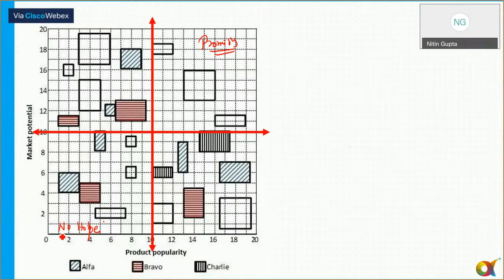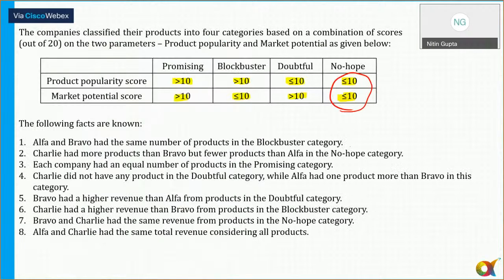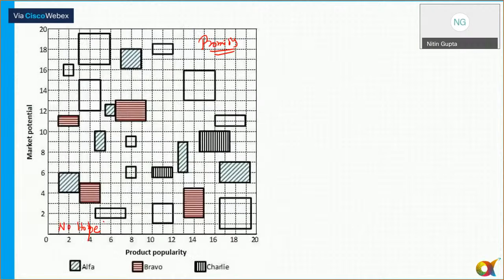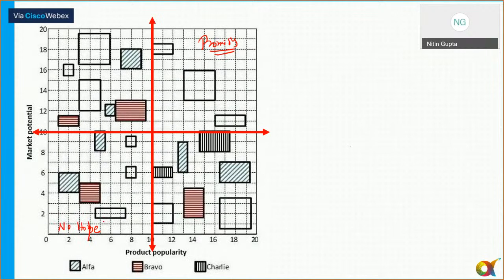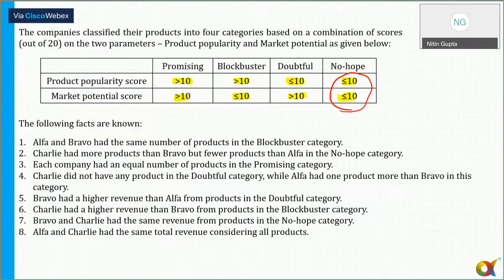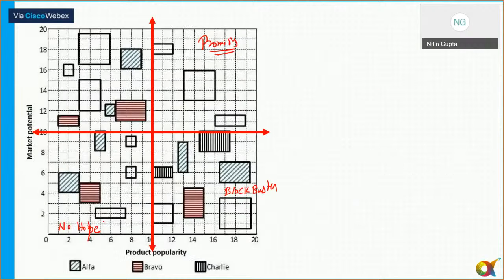So promising is there, no hope is there. Go back to the previous slide. Now, blockbuster: the popularity score is greater than 10 but the other parameter is less than 10. So this is my blockbuster. So promising, no hope, and blockbuster. And the last one, the fourth, is doubtful. So the top left is doubtful here. This region is doubtful.